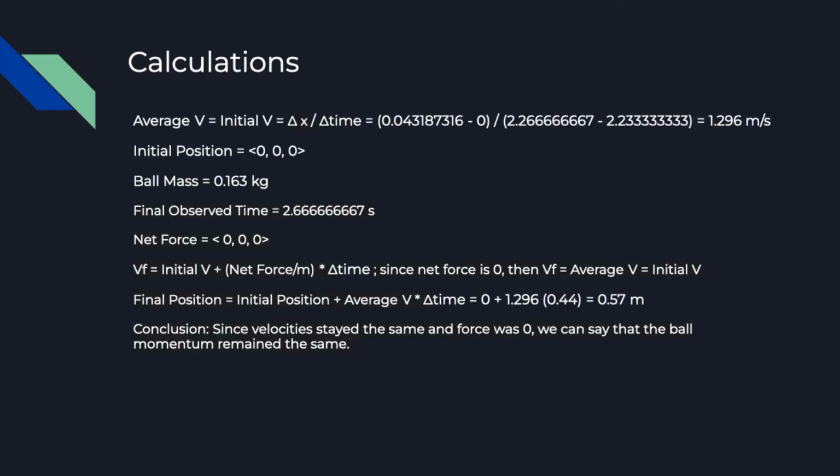Here are some of my calculations. My average velocity is just the initial velocity, which would be my change in x over change in time, as you can see, which is 1.296 meters per second. My initial position is just the zero vector since it was at the start. My ball mass is 0.163 kilograms. My final observed time is 2.666667, and I started at 2.3. My net force is 0. Because my net force is 0, my final velocity will equal my average velocity, thus my initial velocity.